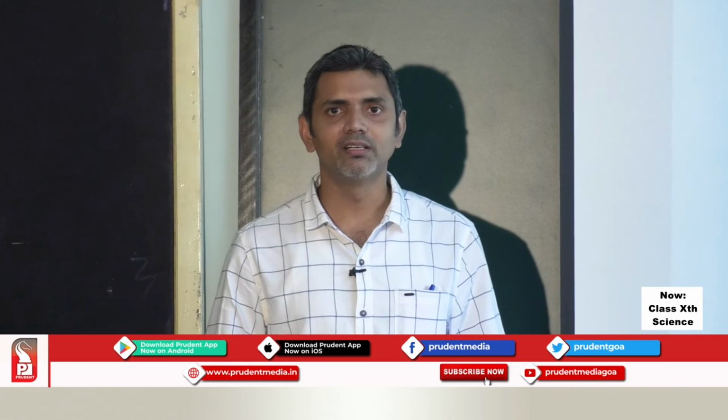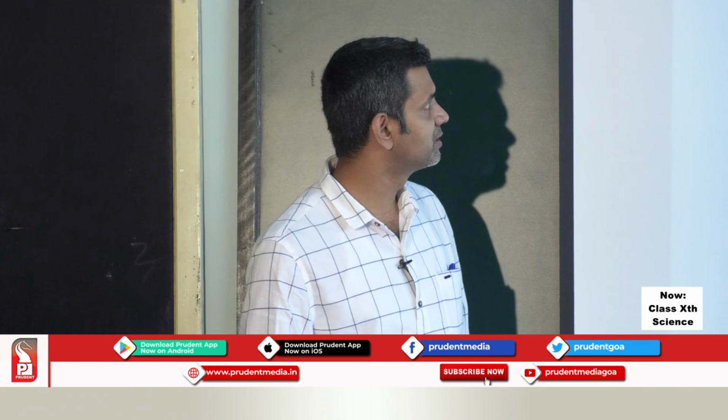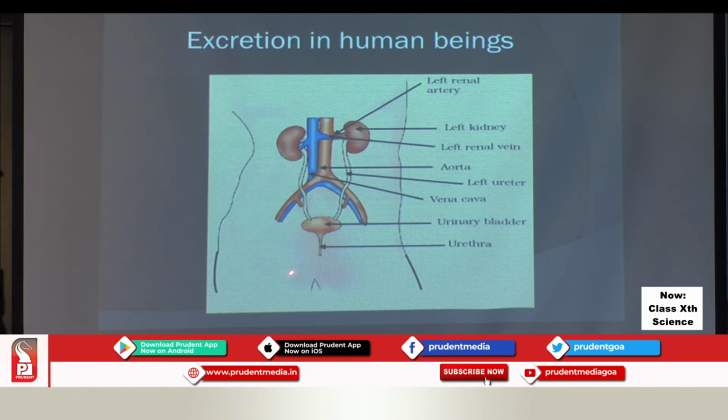Let us study the excretory system in human beings. So this is the diagram that represents the excretory system in human beings. This has four main parts. One is kidney, ureters, urinary bladder and urethra. Human beings have two kidneys. So this is left kidney and right kidney. There are two ureters. Ureters are tubes, ureter, again ureter, and this is urinary bladder and urethra.